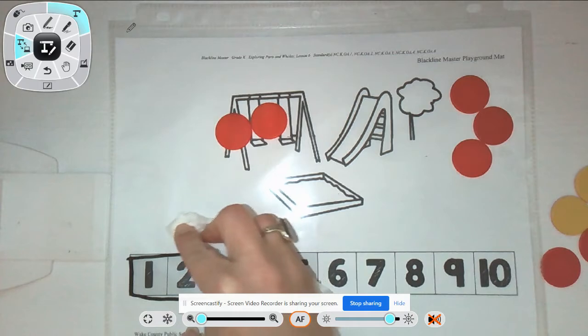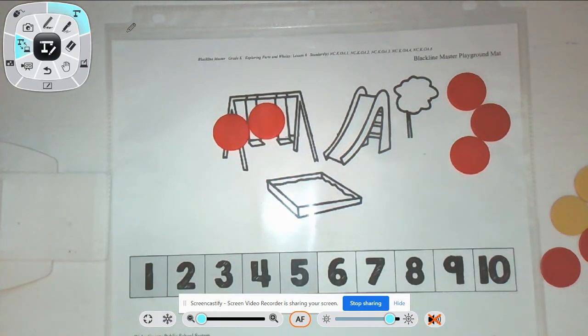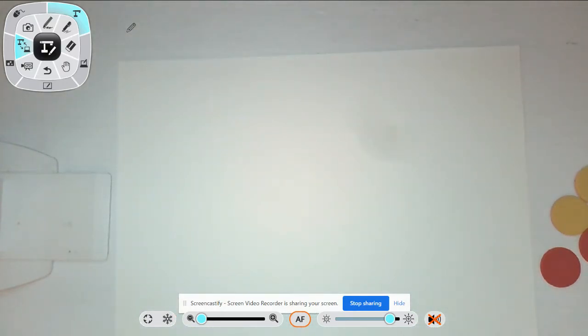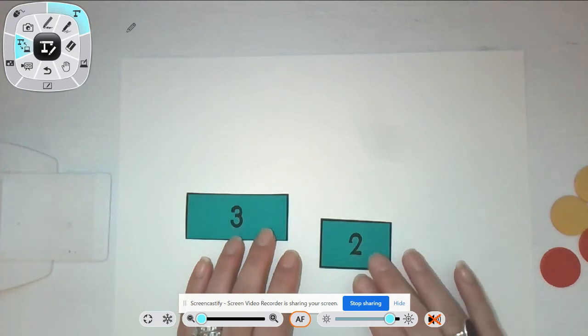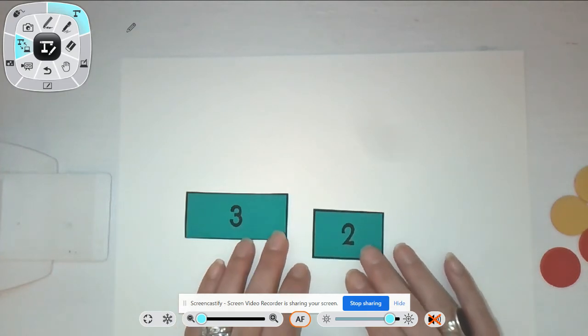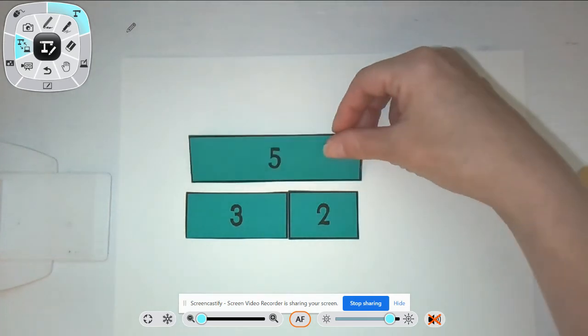As students become more comfortable with using number paths and the different story problem types, then we'll have a focus on their missing add-in. And then we will also bring in one more set of work that will be continued into first grade, which is their number bars. So there were 3 students playing on the slide. 2 students were playing in the sandbox. How many students were playing at the park?